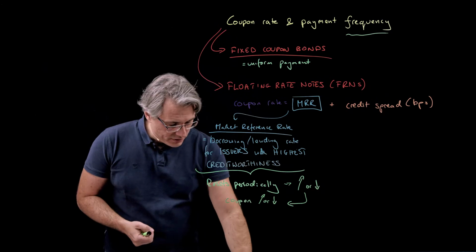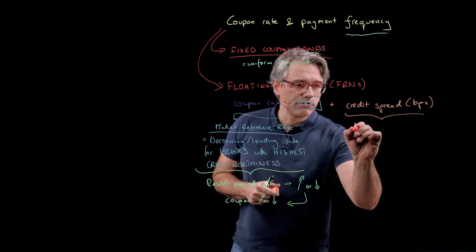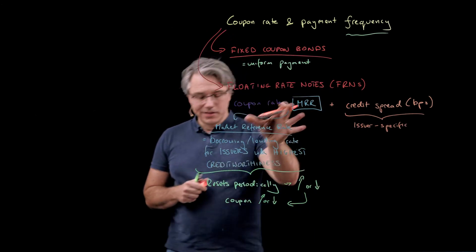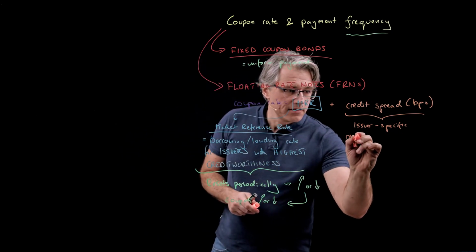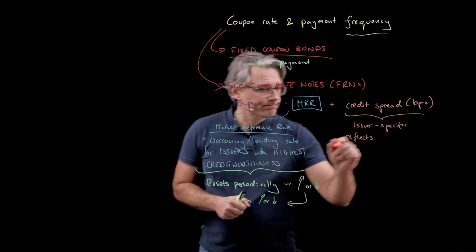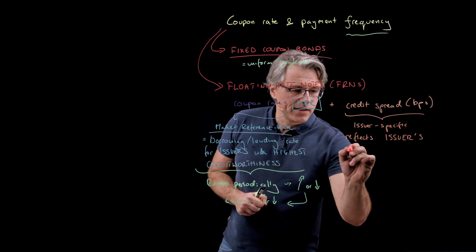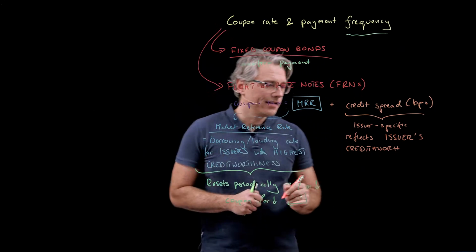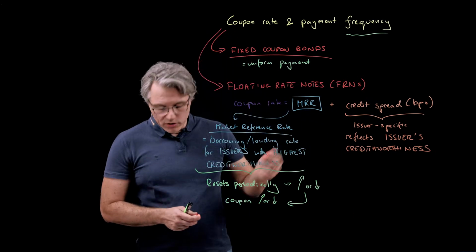Now, let's go over to the right-hand side, the credit spread. This is, on the other hand, going to be issuer-specific. And it's an add-on on top of the market reference rate, which reflects the actual credit worthiness of the issuer, meaning their quality, how trustworthy they are. Okay, good. Or quality, you could say.